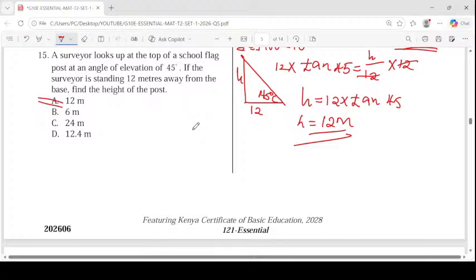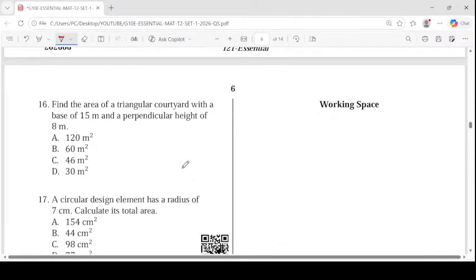Which is exactly A for apple. A for apple, ladies and gentlemen. We make progress to the next question.